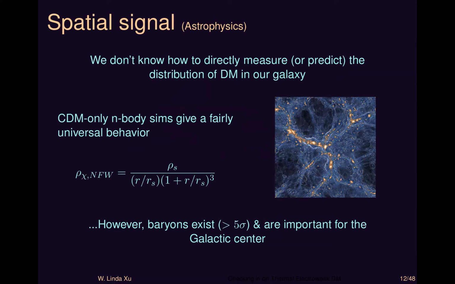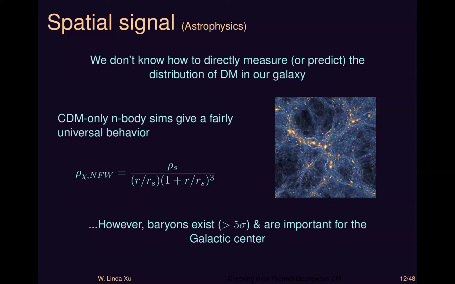the spectral behavior is something that's actually very well predicted. In sharp contrast to that is the astrophysical bit of the problem, which is how much signal you expect and how you expect it to be distributed on the sky. And the sticking point is that we simply don't know the distribution of dark matter in a galaxy. We don't know how to measure it, and we don't know how to predict it. The thing to do in this space typically is to fall back on N-body simulations based on cold dark matter physics. And these do give pretty universal behavior. This is the perhaps well-known NFW and Einasto prescriptions that you commonly see in indirect detection literature.